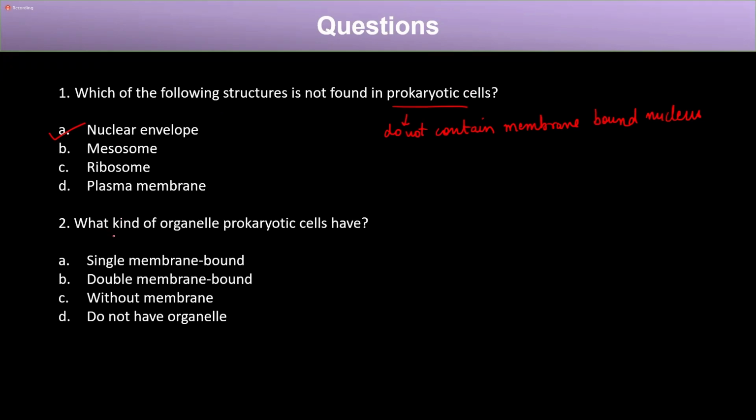The second question is, what kind of organelles do prokaryotic cells have? Does a prokaryotic cell have single membrane bound organelles, double membrane bound organelles, organelles without membrane, or no organelles at all? If you remember the structure of a prokaryotic cell, we saw that it consists of ribosomes, right? And these ribosomes are what? These are organelles without membrane. So the correct answer will be without membrane organelle.